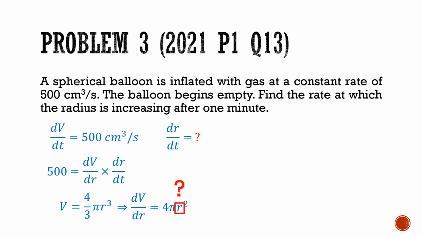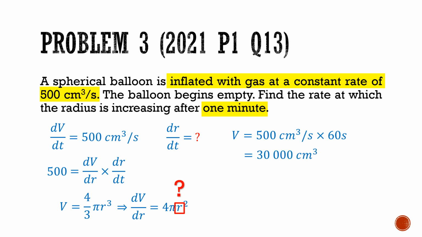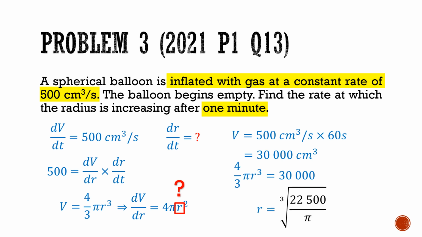Luckily, we know the rate of change of the volume, so we can find the volume of the balloon after 1 minute, and this will allow us to find the radius after 1 minute as well. So in 1 minute, the volume is going to be 500 cm³ per second times 60 seconds. So that will give us a volume of 30,000 cm³. Now we can apply the volume of a sphere formula again, and this time we'll make r the subject. And this will tell us that the radius is going to be the cube root of 22,500 over π.